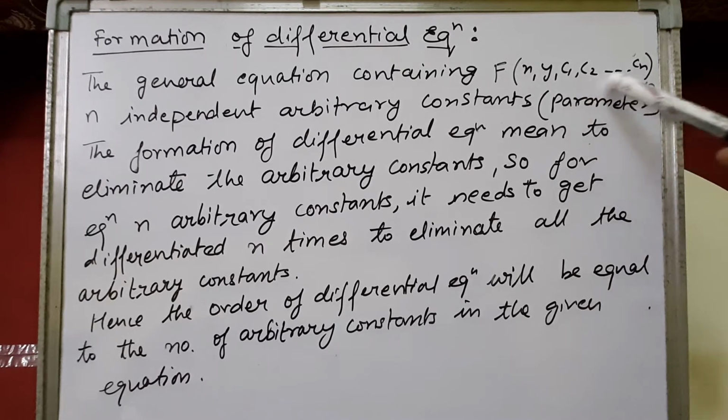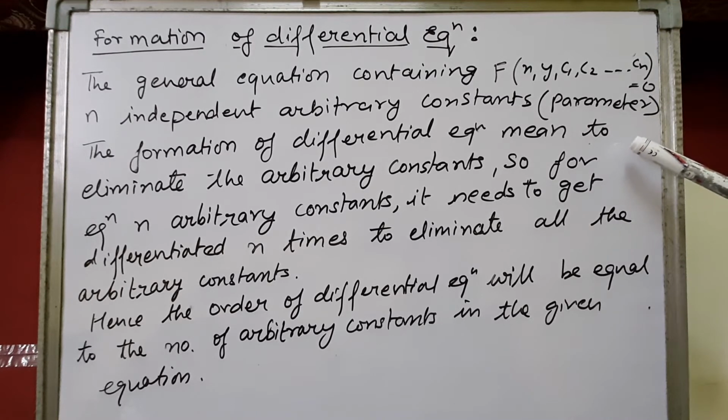Now these arbitrary constants are also called the parameters. So the formation of a differential equation means to eliminate the arbitrary constants. We have to eliminate these arbitrary constants to form a differential equation. So for an equation with n arbitrary constants, it needs to be differentiated n times. For eliminating one parameter, we differentiate one time. For two parameters, we have to differentiate two times.